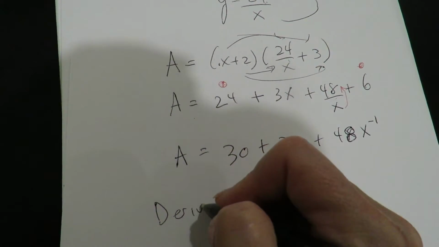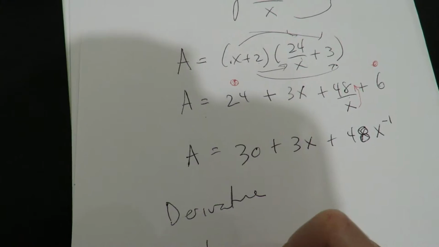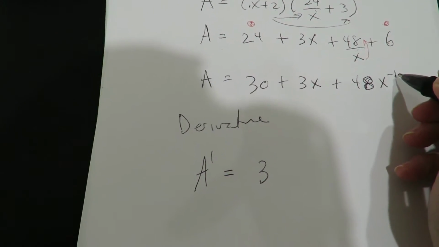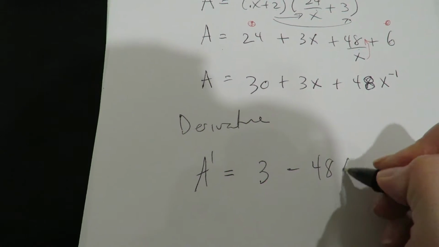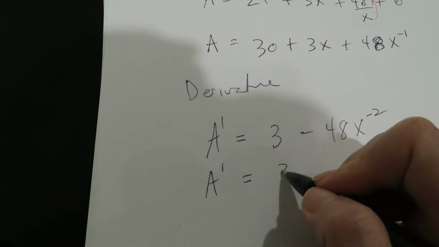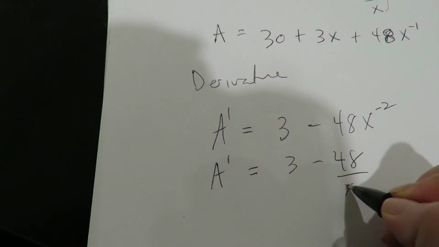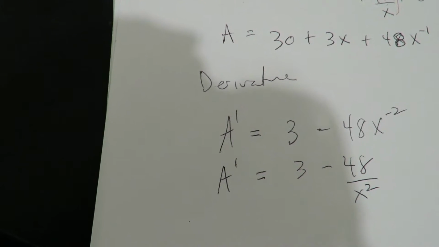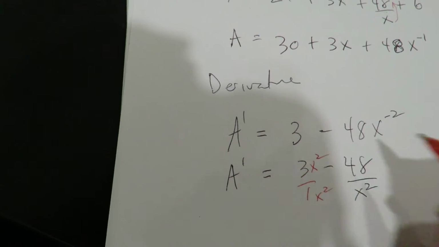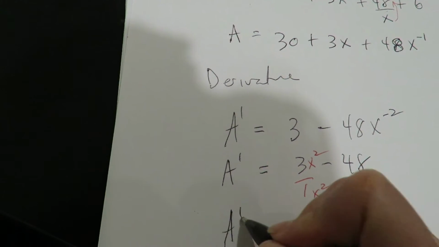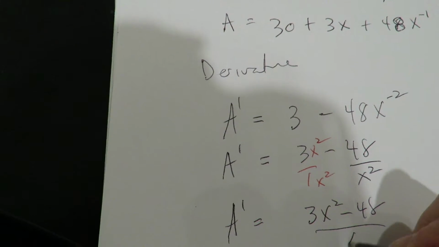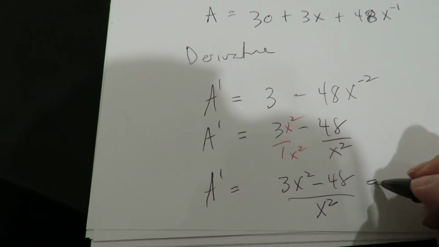Now here I will take the derivative. So A prime, 30 goes to 0, 3x is 3. Power rule on this, the -1 comes down in front, becomes a -2. I got to keep working on this. So this is the same thing as saying that. I need to get an LCD, so I'm going to put this over 1 and multiply top and bottom by x squared. Okay, I'm going to factor out a 3.